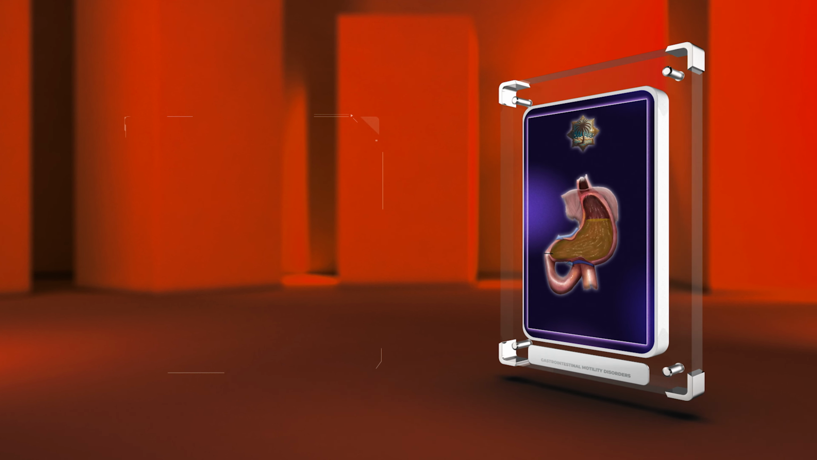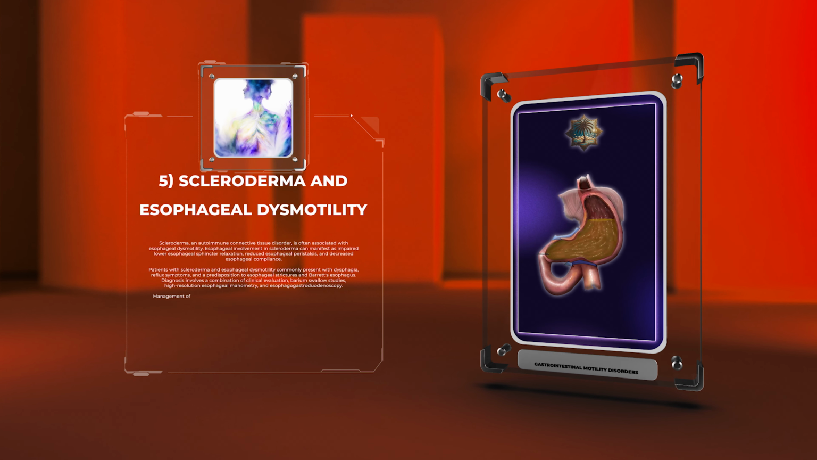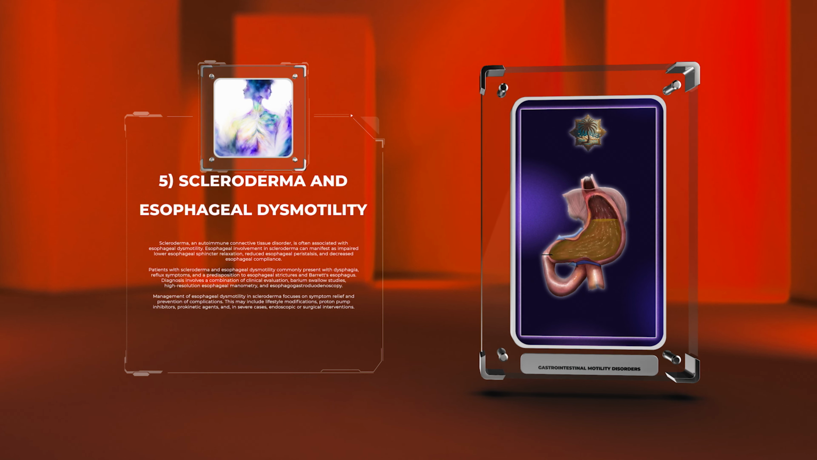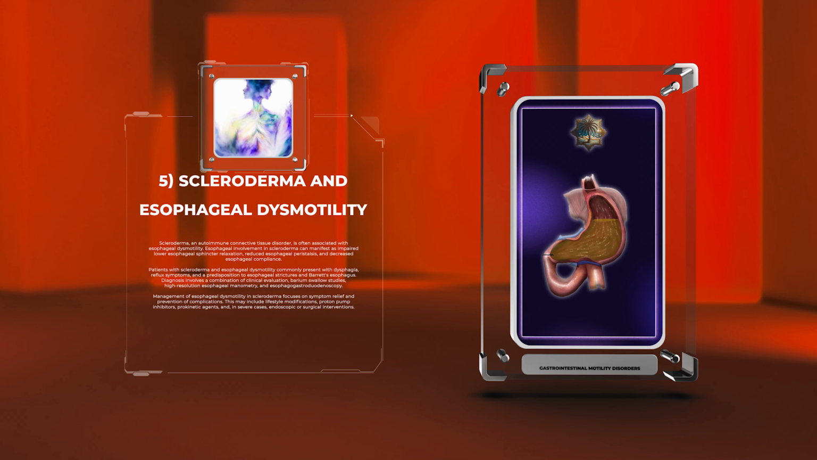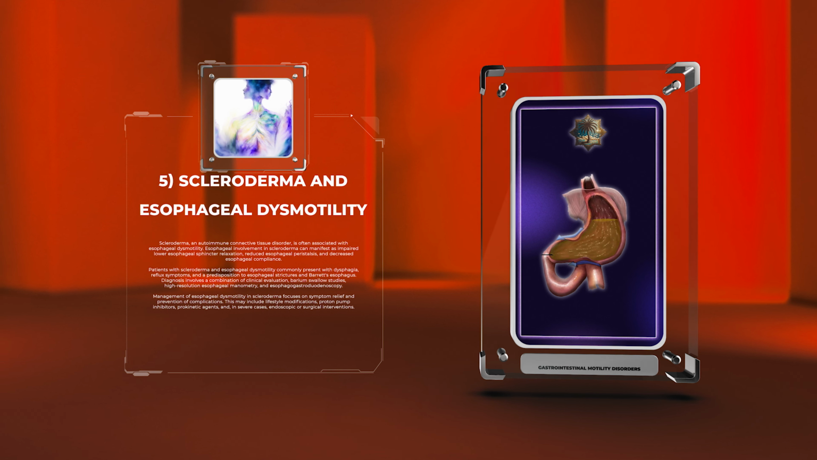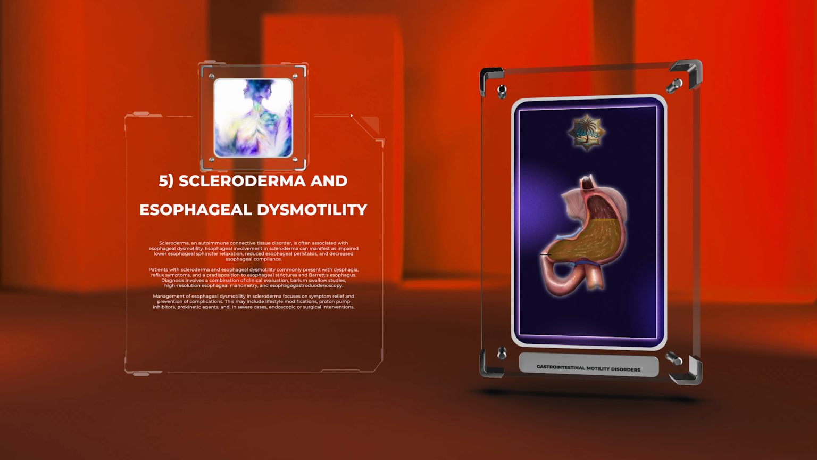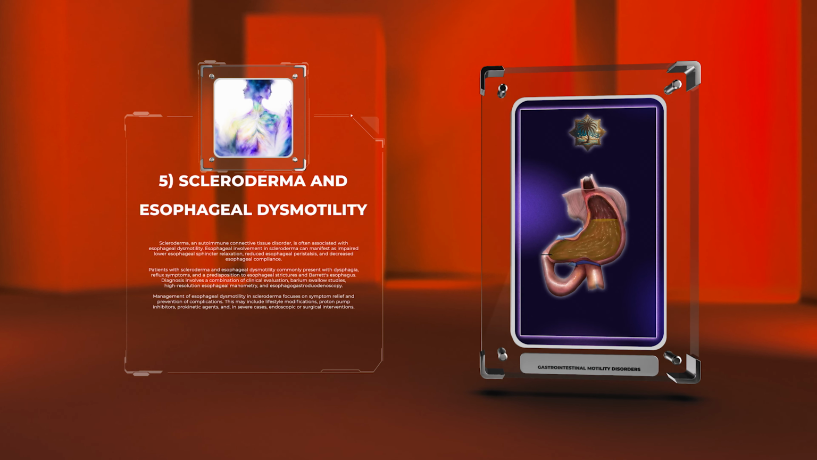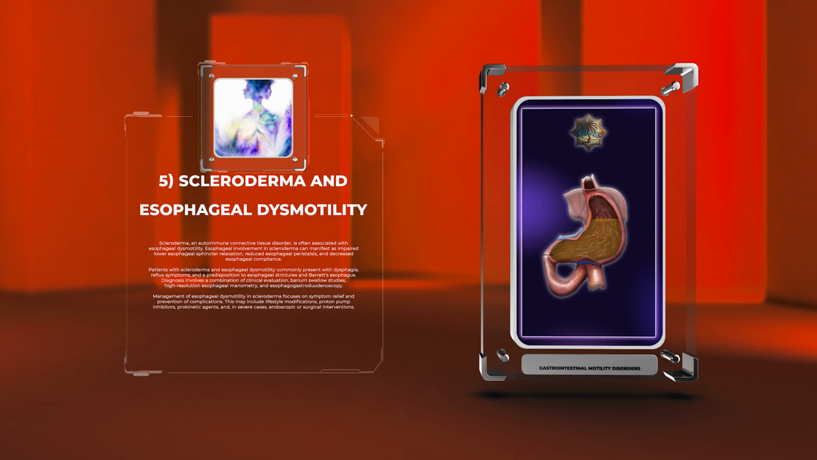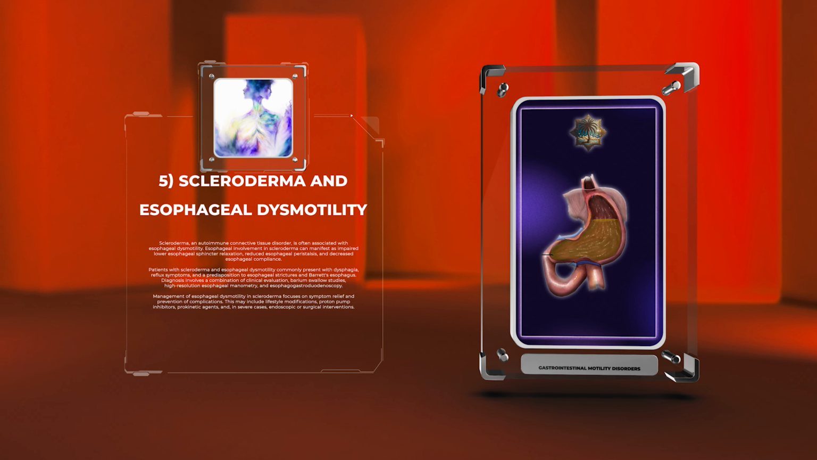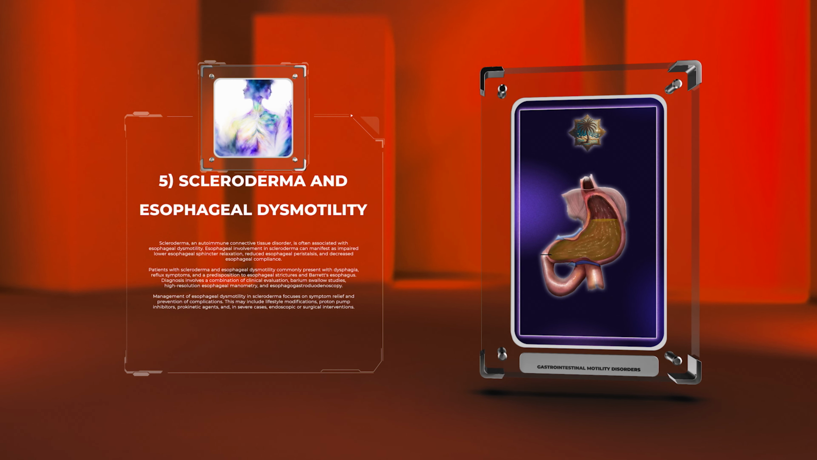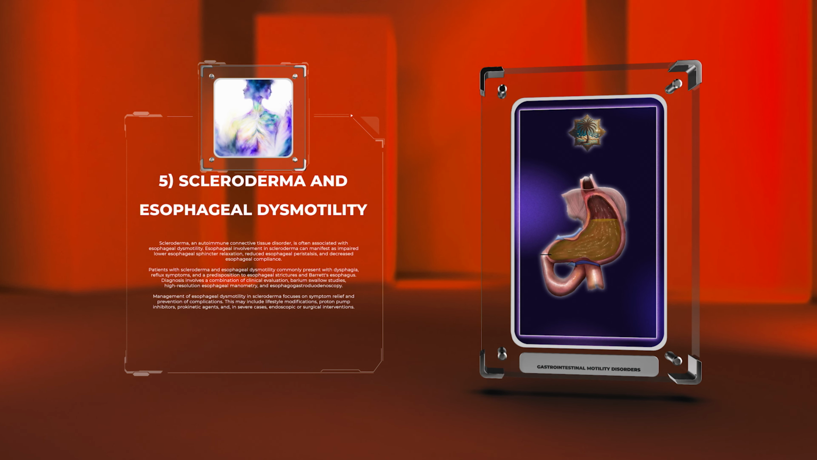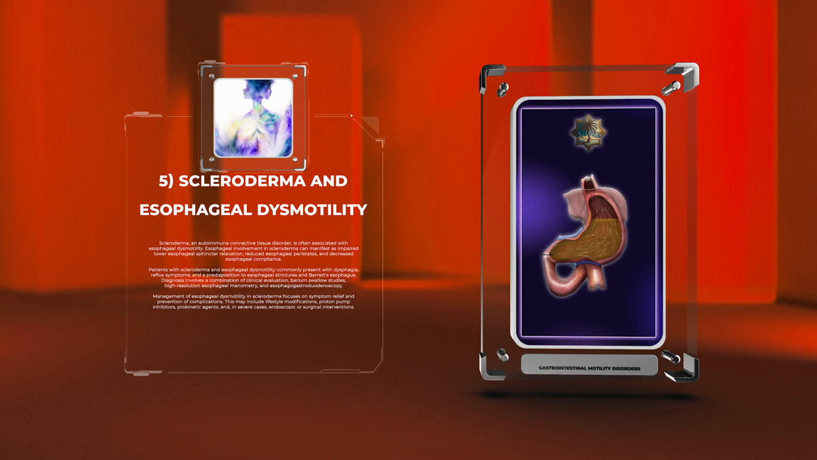Scleroderma, an autoimmune connective tissue disorder, is often associated with esophageal dysmotility. Esophageal involvement in scleroderma can manifest as impaired lower esophageal sphincter relaxation, reduced esophageal peristalsis, and decreased esophageal compliance. Patients with scleroderma and esophageal dysmotility commonly present with dysphagia, reflux symptoms, and a predisposition to esophageal strictures and Barrett's esophagus. Diagnosis involves a combination of clinical evaluation, barium swallow studies, high-resolution esophageal manometry, and esophagogastroduodenoscopy.